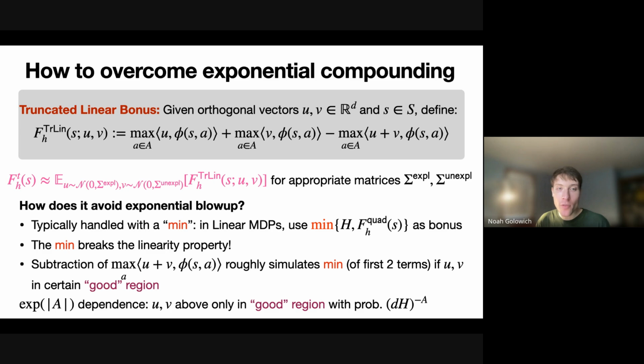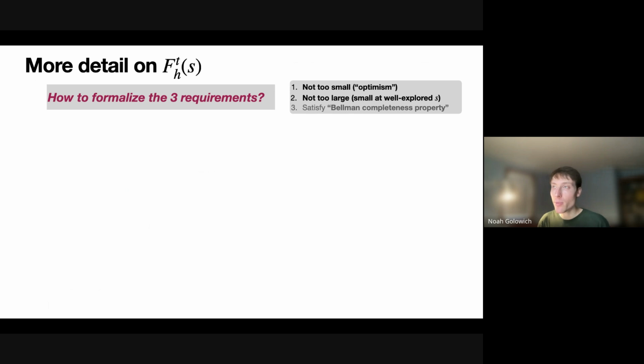Okay, so this is an overview of why we're able to avoid exponential compounding. Now let me go into a little bit more detail on how we choose our exploration bonus, or why our exploration bonuses satisfy these three requirements. In particular, I have to tell you how these three requirements are formalized. So what does it mean that our bonus is large enough to get optimism?